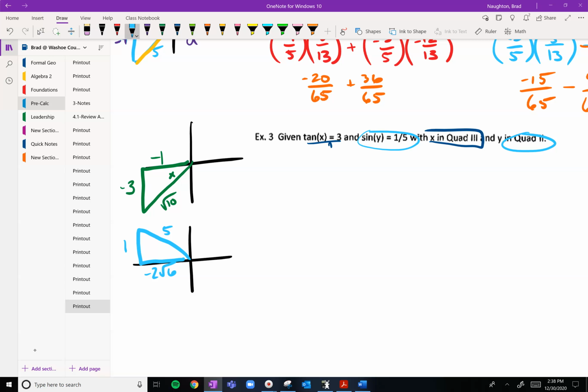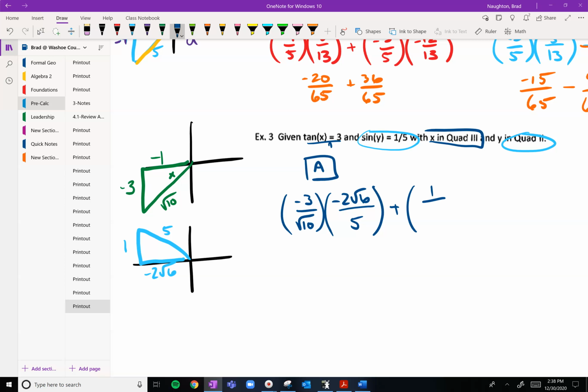Cool? Alrighty, so let's go ahead and set up our first one. So for A, our rule of signs, the first one is going to be negative 3/√10 for our first fraction. Second fraction is going to be negative 2√6/5. And then the next fraction is going to be -1/√10. And then 1/5. Hopefully that part you nailed down.